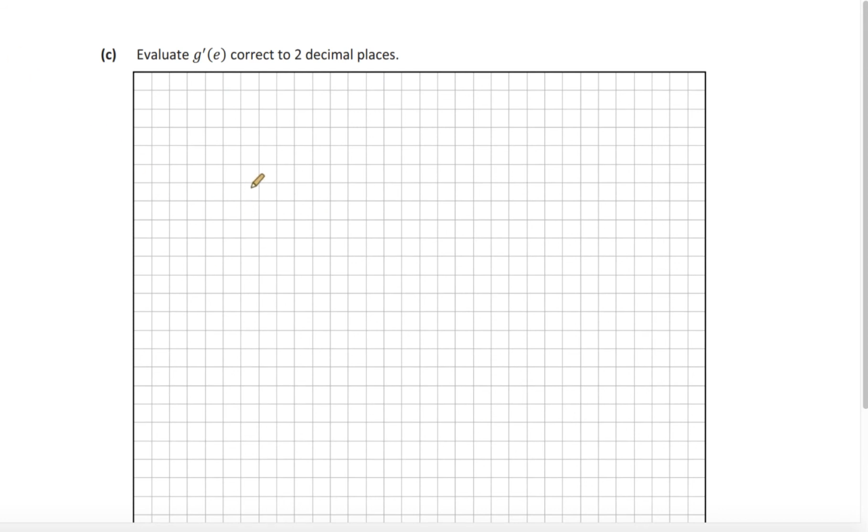Okay, and finally part C. Evaluate g dash e correct to 2 decimal places. So the derivative of the function with e substituted in. So first of all, we'll rewrite g of x first. So remember g of x, and we'll go back to the original form.